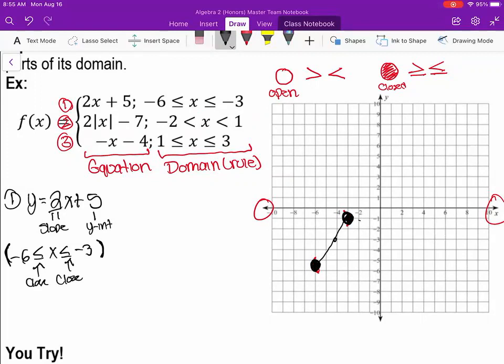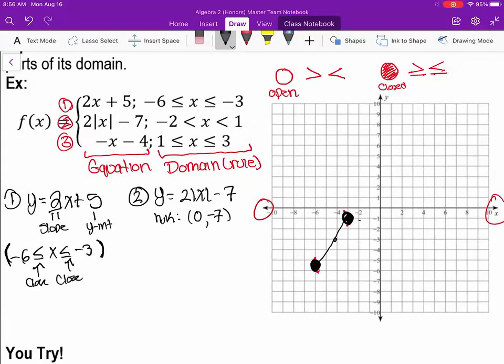Now, we're not done. We only graphed one piece of the function. Let's go ahead and graph the two other pieces. So I'm going to graph the second piece, which is y equals 2 times the absolute value of x minus 7. So this is an absolute value, which means that we need to find our h and k. Now, notice that inside of the absolute value, there's no h, which means that your h is 0, and your k value is -7.